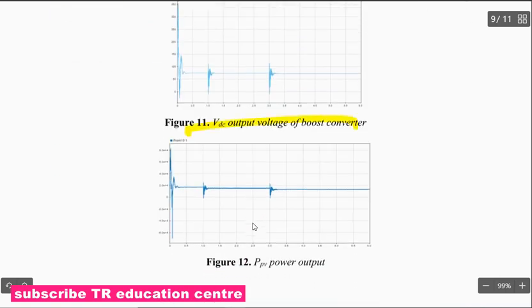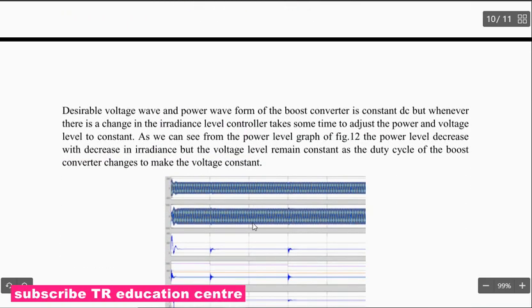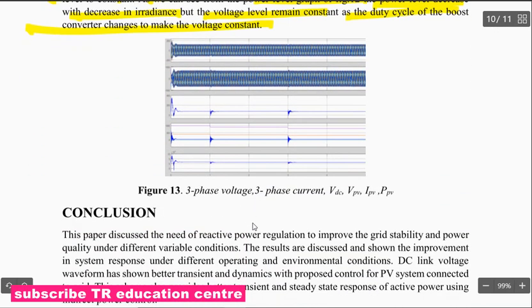The VDC is the output voltage of the boost converter and PPV is the power output, and the desirable voltage wave and power wave from the boost converter is constant DC. But whenever there is a change in radiance level, the controller takes some time to adjust the power and voltage level to constant. As we can see from the power graph, the power level decreases with the decrease in radiance, but the voltage level remains constant as the duty cycle of the boost converter changes to keep the voltage constant.